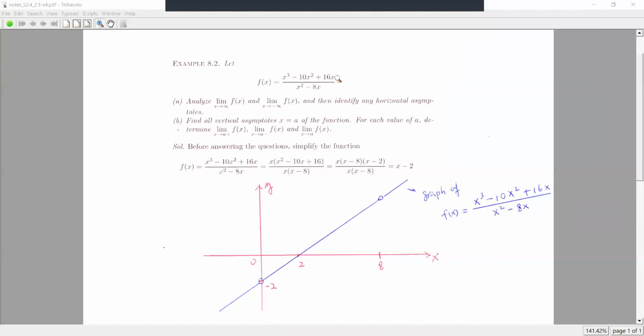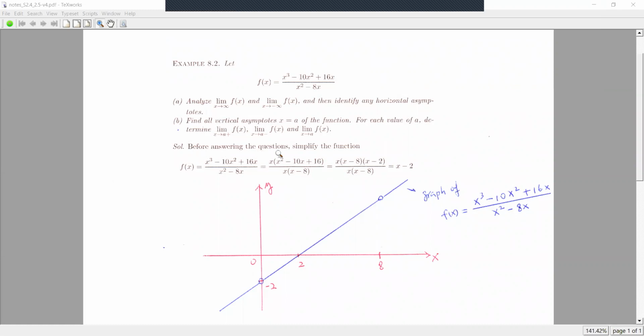Example 2. Consider this function. Part A, compute the limit at positive infinity and the limit at negative infinity. Then identify any horizontal asymptotes. Part B, find all vertical asymptotes. For each vertical asymptote, determine right-hand side limit, left-hand side limit, and both side limit. I adopt the second solution to example 1 to solve this example.